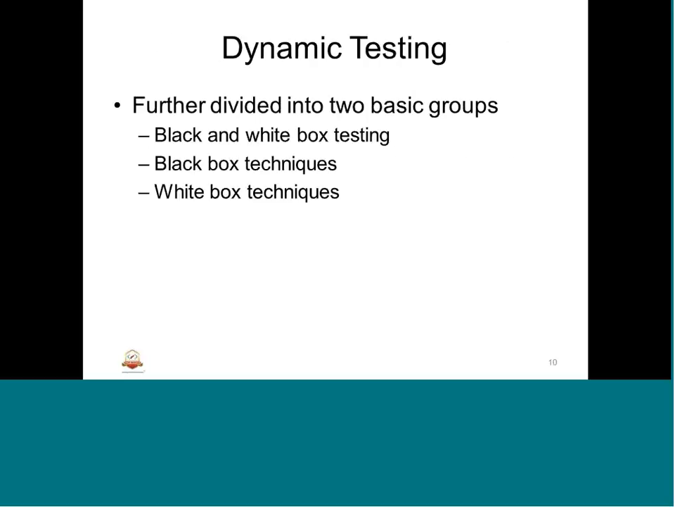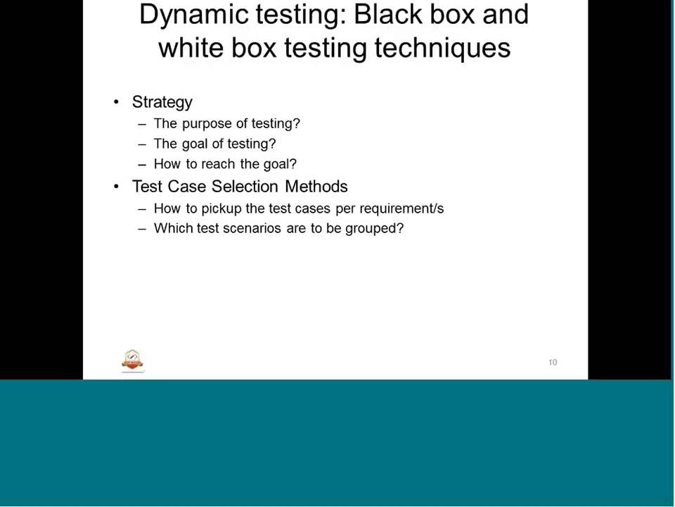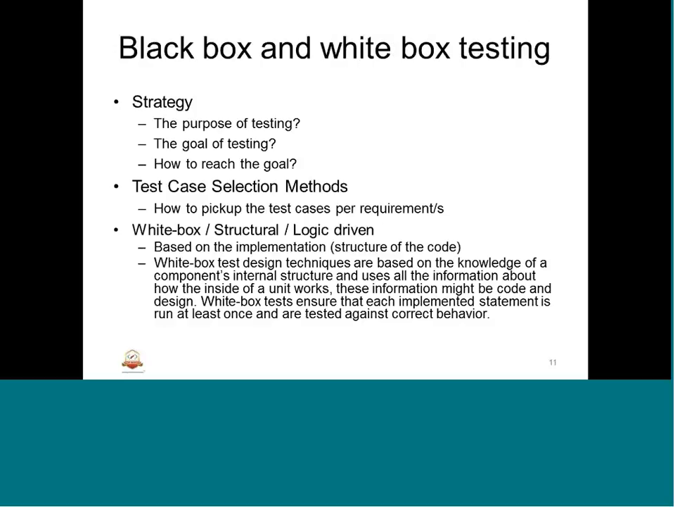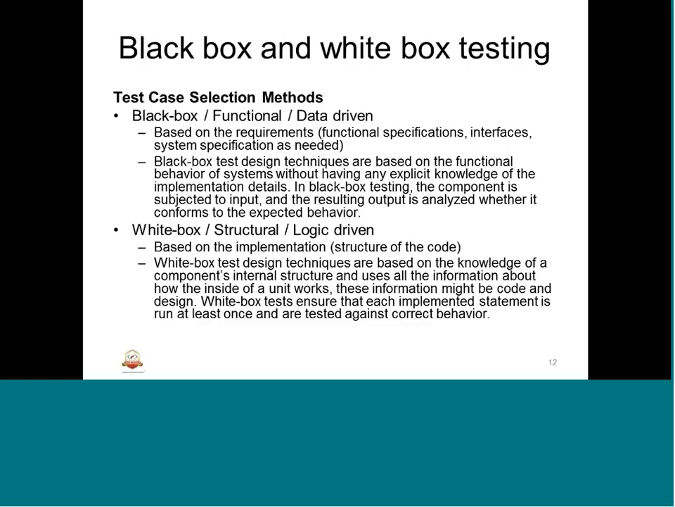Also we know that the different techniques are all based on two basic groups: black box testing and white box testing, with black box testing techniques and white box testing techniques. So we are going through them currently. There are three broader things that we need to understand and define: the techniques, strategy, test case selection methods, and coverage criteria. So we detailed test case selection methods. We know that black box testing is basically driven by the data or the functionality. In white box testing, we study in detail the implementation or the logic underneath the embedded software.